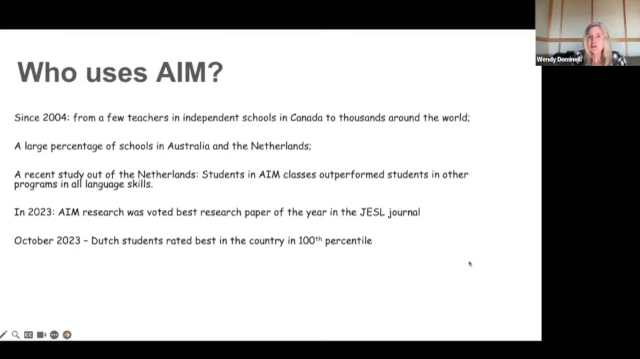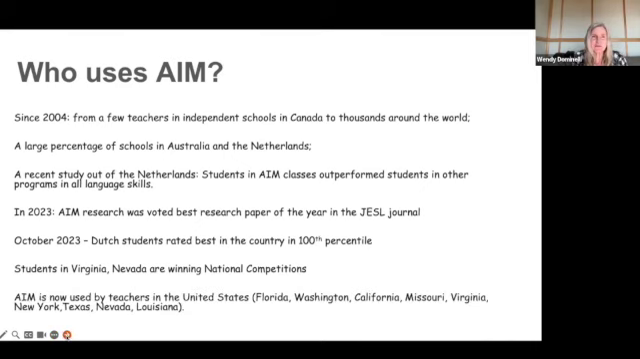The Dutch teachers just this year let us know that their students are rated the best in the country, in the 100th percentile, and that's for learning French from grade 6 to 12. Thank you, Travis. And we have students in various states in the United States winning the National French Contest. AIM is used in these states so far.